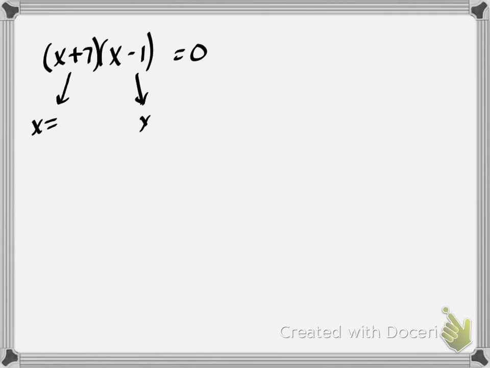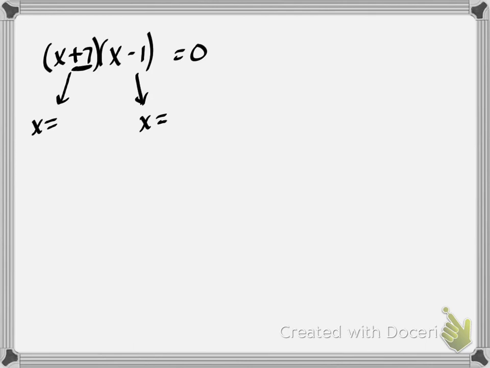What if I had something like x plus 7 and x minus 1 equals 0? I want to solve this. I want to finish solving this using the zero product property. So I'm going to have an answer that comes from this parentheses, and I'm going to have an answer that comes from this parentheses. And you may have already figured out a pattern here with what's going on.